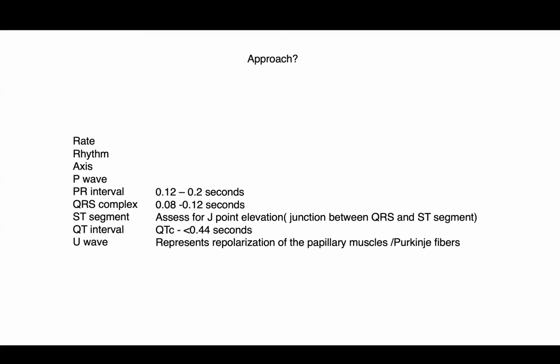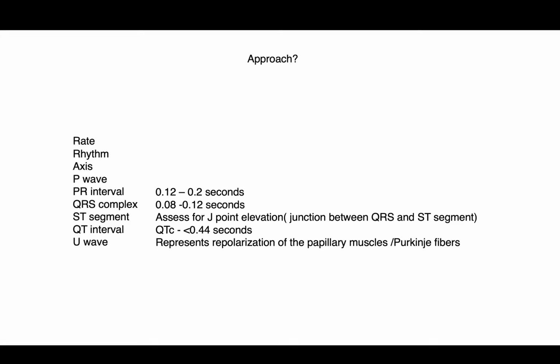So coming to the approach for ECG, this is one thing you will need to keep in mind. When you go about an ECG, you need to know the rate, the rhythm, the axis, P wave, the PR interval, the QRS complex, the ST segment, the QT interval, and the U wave. So the normal reference ranges are the ones I've put up.